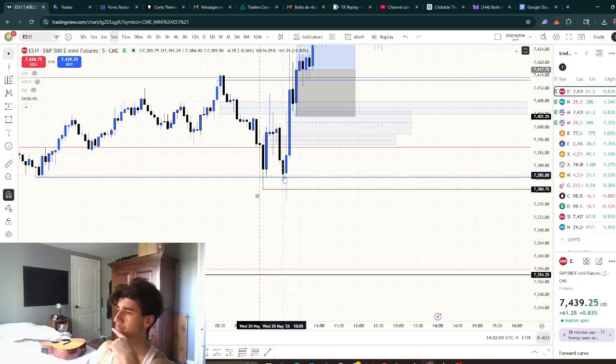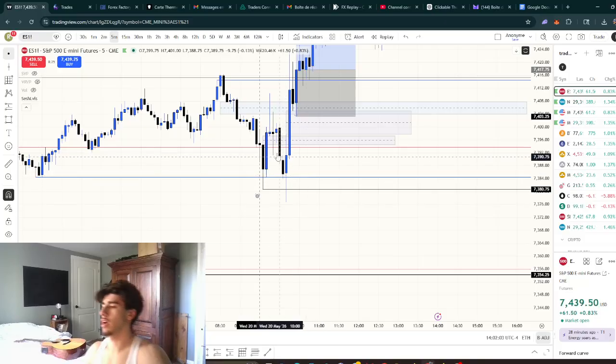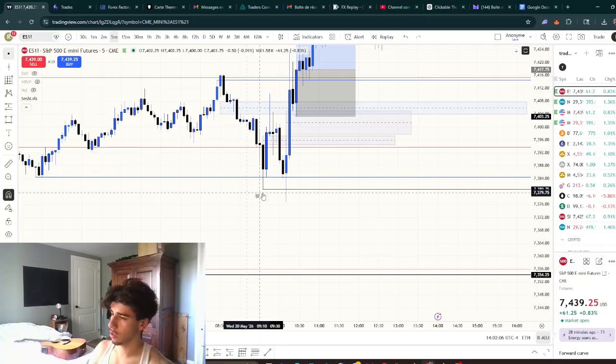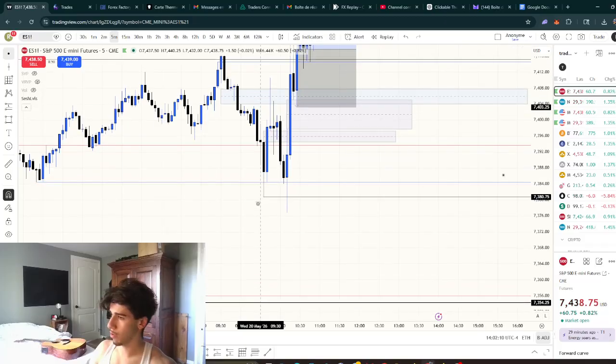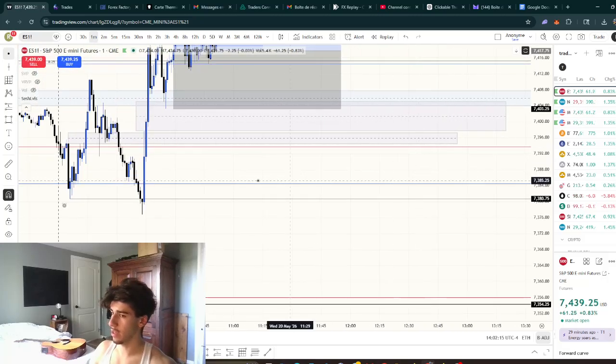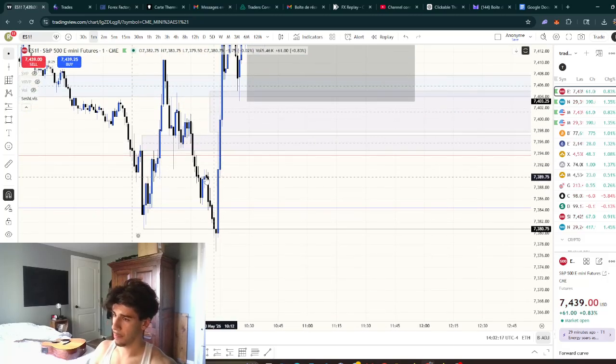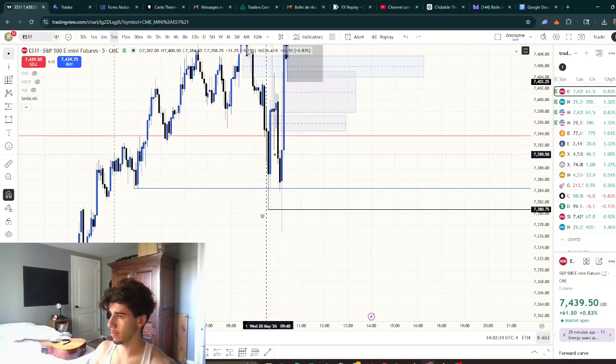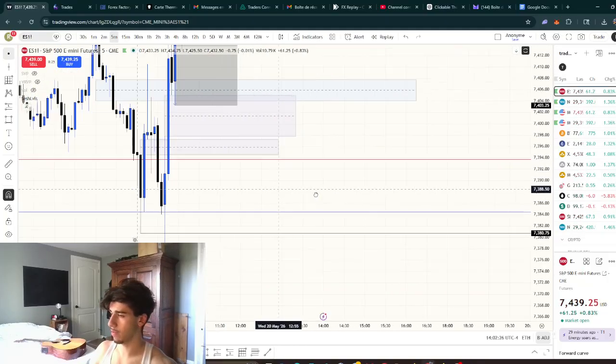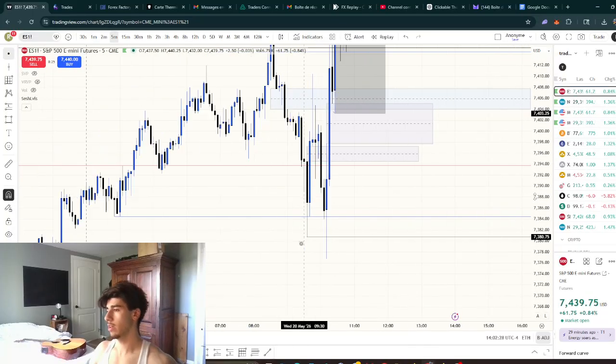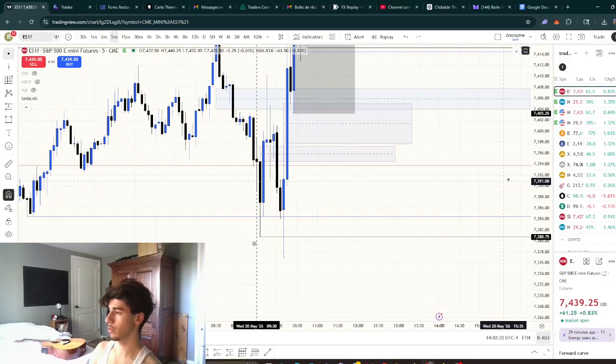As you can see, we took this target, which was my TP, before this 5 minute retracement. But we did have a little retracement, and then this candle came. When I saw this candle, I was like, okay, this 5 minute is a breakaway gap. If you don't know what a breakaway gap is, it's basically a gap that doesn't need to be retested.